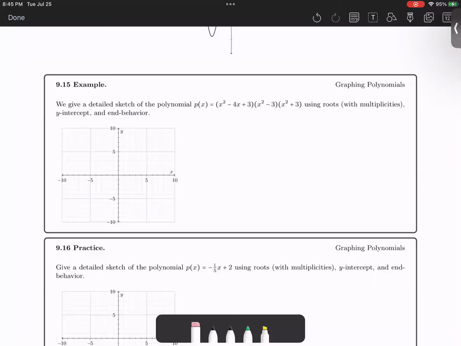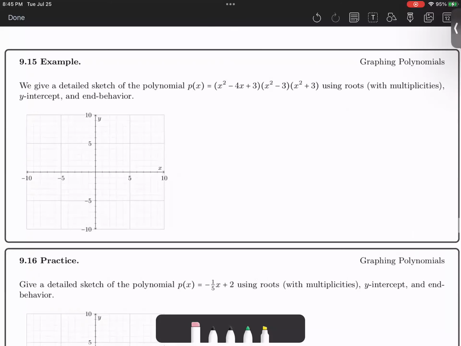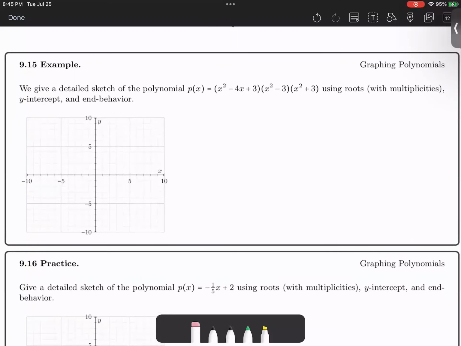Let's give a sketch of this polynomial. So I think we have all the tools in our tool belt to be able to do this. Let's think maybe about zeros first. So I would like to write this in factored form. And I think this quadratic here is going to give us two real zeros. I think we can factor this.